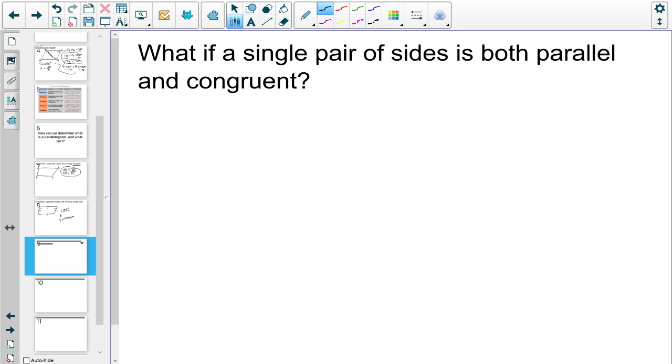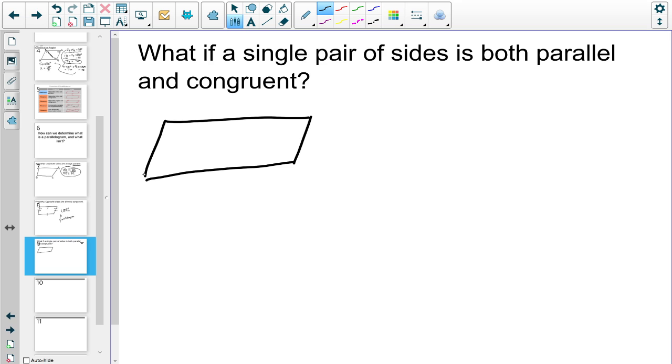Because not only on the quizzes and tests will you have to know the properties of a parallelogram, but you have to be able to put them to use in testing. So here's an interesting one. What if a single pair of sides is both parallel and congruent? Not both sets, as in the last two properties. What if a single set?